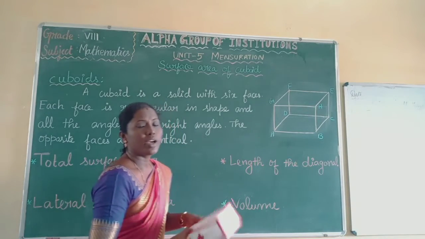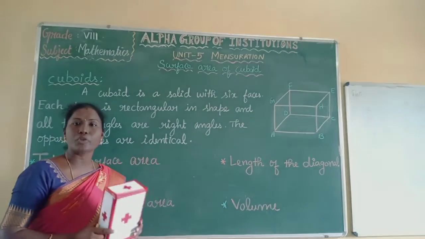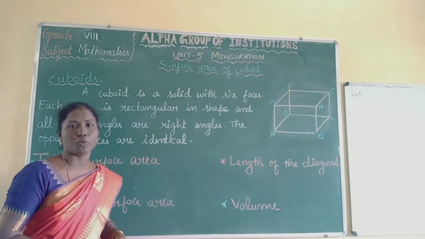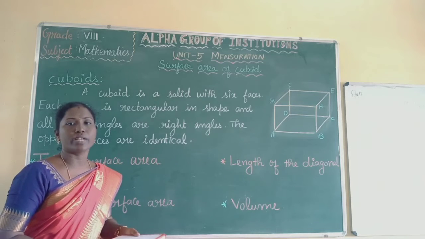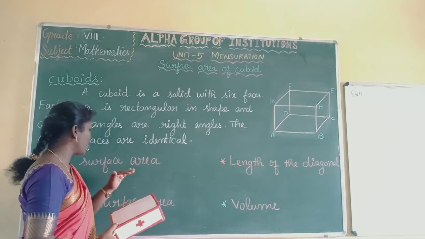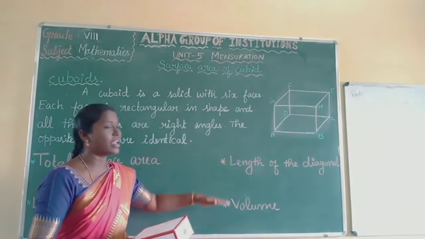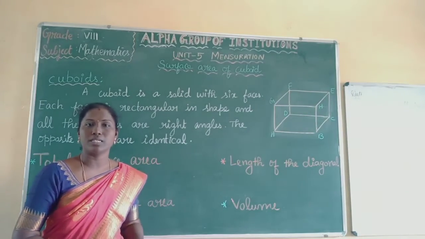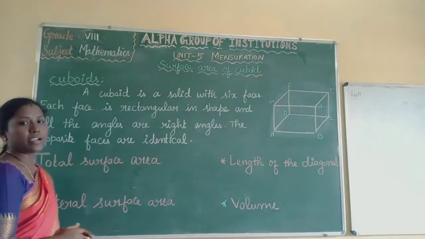Now in this section we are going to learn about the surface area of the cuboid as well as the volume of the cuboid. How to find the area? We are going to find the total surface area, lateral surface area, length of the diagonal and volume. First, total surface area.